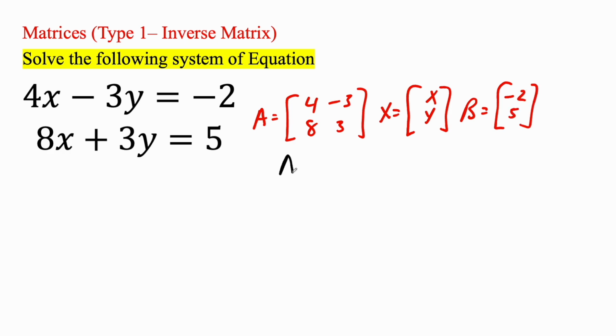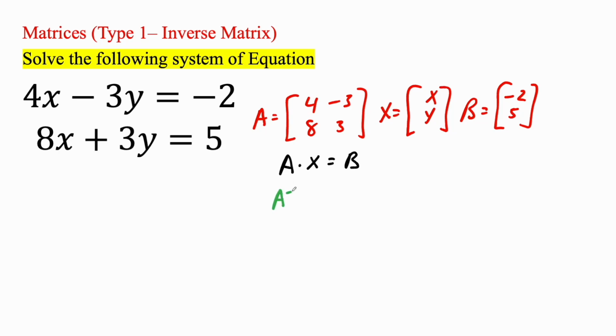Now if I take matrix A and I multiply by matrix X, I'm going to get matrix B. It's kind of like this. 4 times X, -3 times Y, we get our -2. Likewise, 8 times X, 3 times y, we get our 5. Now, we're trying to solve for x and y, so we want to get matrix x to be by itself. Normally, you would say divide by A, but because you're dealing with matrices, you can't divide them. Instead, we have to use an inverse matrix.